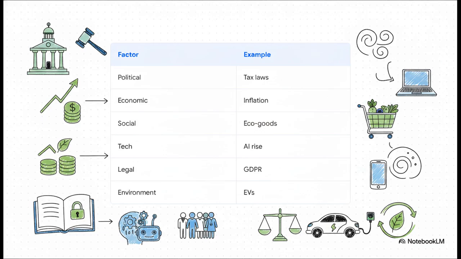For legal, look at how strict data protection laws, like Europe's GDPR, completely changed how consumer data is handled globally. And finally, environmental pressures. These have literally forced the entire automotive industry to pivot to electric vehicles. Every single one of these letters represents a force that can make or break a business strategy.